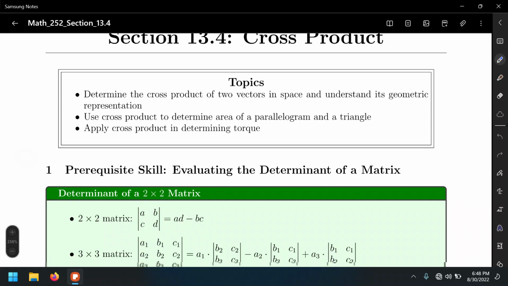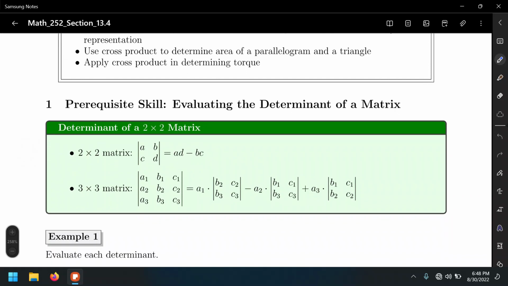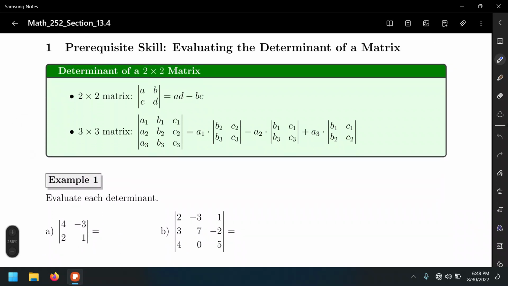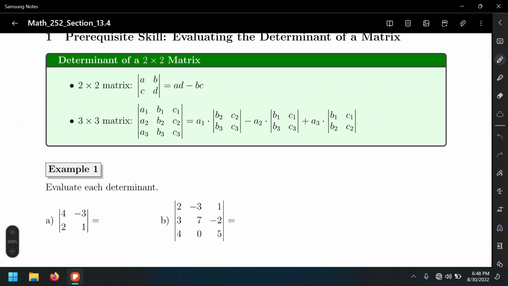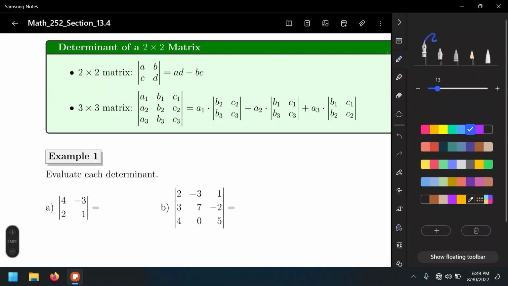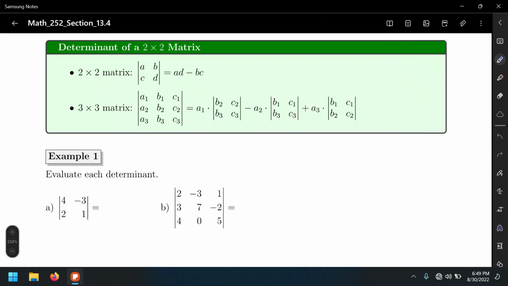For the cross product, we're going to multiply the vectors to obtain a new vector, not a scalar. But before looking at the cross product, we need some review, some prerequisites. In this case, how to evaluate a determinant, in particular 2x2 determinants and 3x3 determinants. Typically, this is covered in a pre-calculus or college algebra course, and we're going to need this for finding cross products. The determinant of a 2x2 matrix is relatively easy to compute.